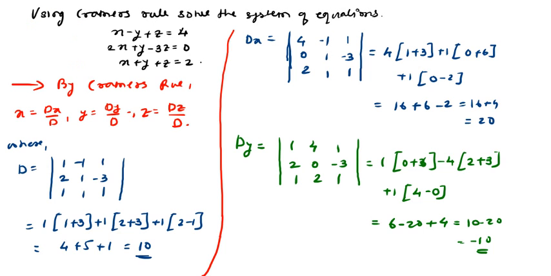And what is this Dz? It is again the determinant. But in this determinant, instead of the coefficients of z, we will write d1, d2, d3, which are 4, 0 and 2.